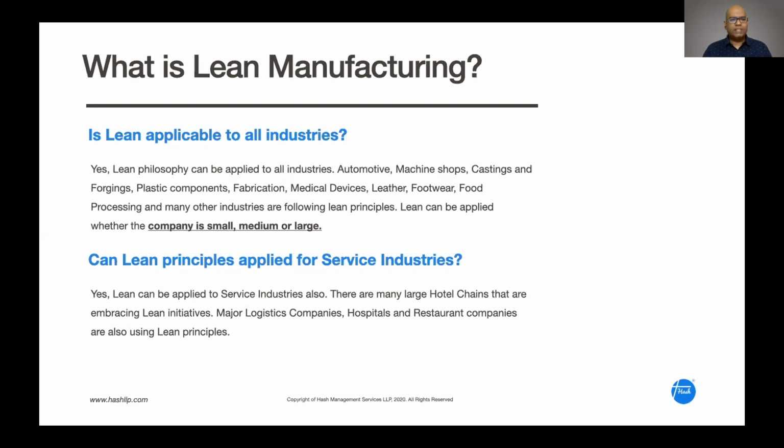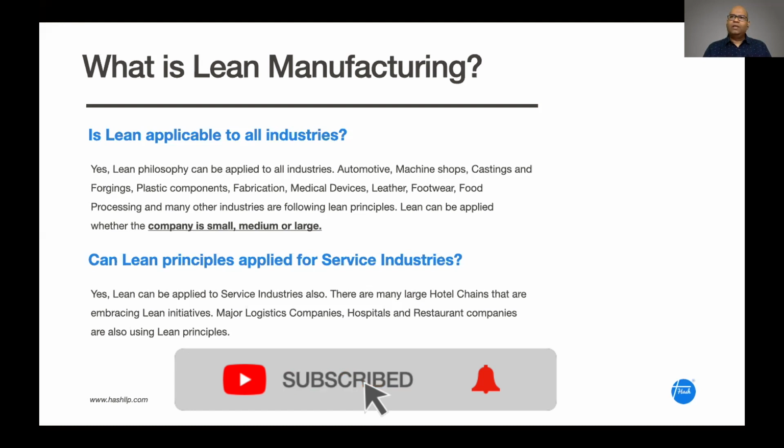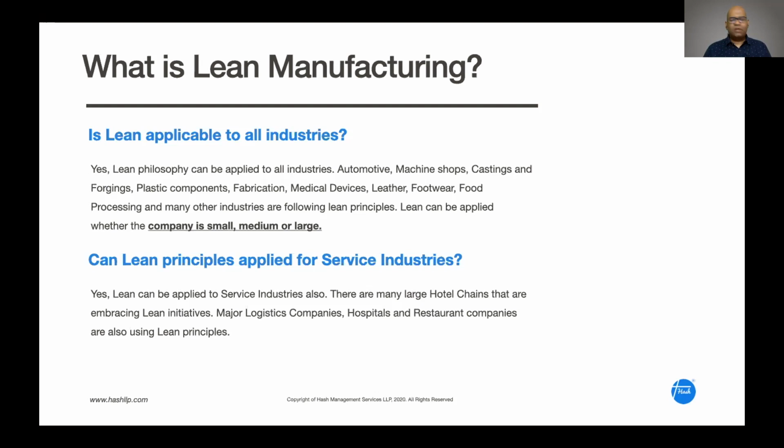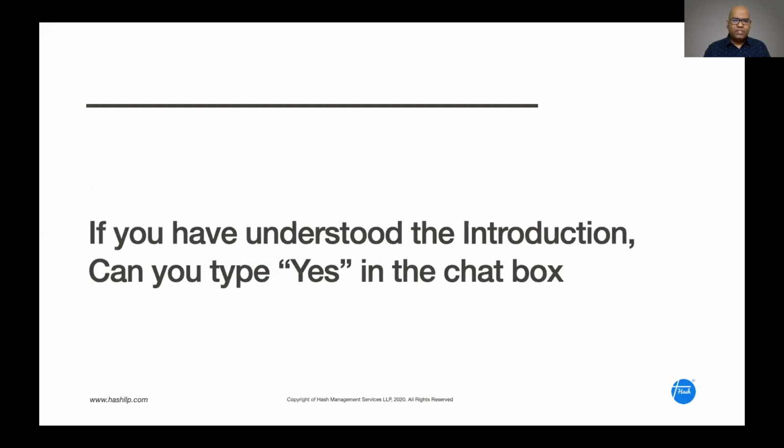Nowadays, a lot of hotel chains are using it. Logistics is an industry which has embraced lean in a big way. In Europe and the US, there are a lot of hospitals and restaurant companies that have started using these lean principles nowadays, right? So this is a brief history of lean.